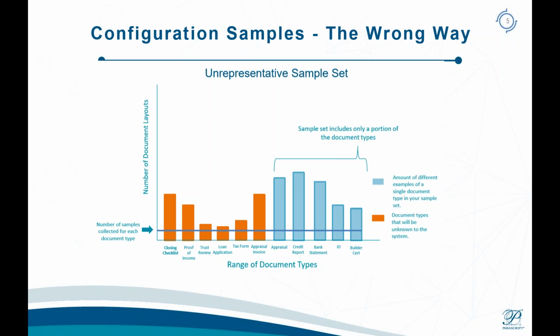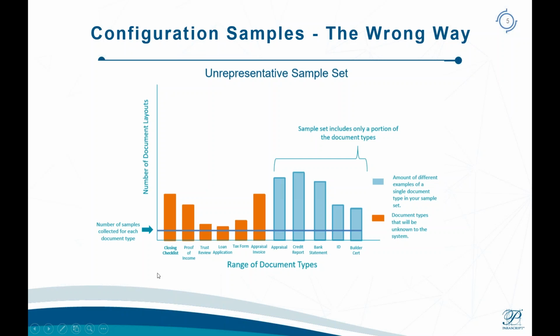So looking at this, let's take an example, and you see this line along the top here. The sample set includes only a portion. So this is an example of an unrepresentative sample set where I haven't taken all of the documents within my scope of document types. I've only taken a subset of them. I've taken the appraisal and the credit report and the bank statement and the ID and the builder certificate, but I'm going to miss out on all these other documents in orange. And that's not representative of what you want to do.